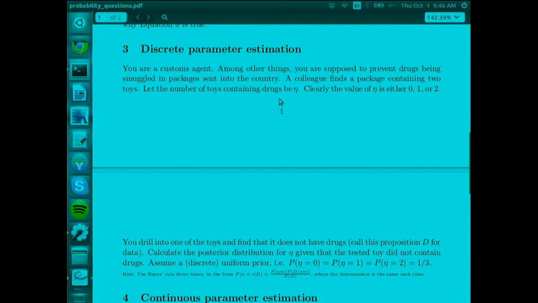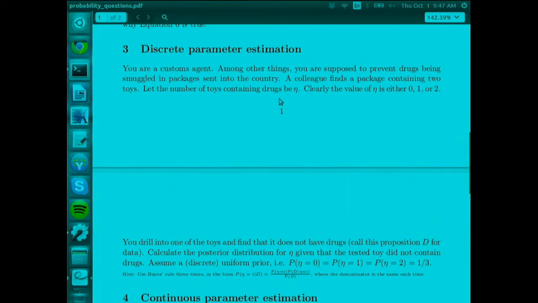So if you want to do this one in Python, actually, you can make a numpy array of 3 prior probabilities, a numpy array of 3 likelihoods, and then just multiply them and renormalize them and get the answer in about 20 seconds. Not runtime, 20 seconds of typing time. Prior would have been that each toy has a 50% chance of containing drugs. Independently? Yeah. So that would imply a binomial prior on eta.